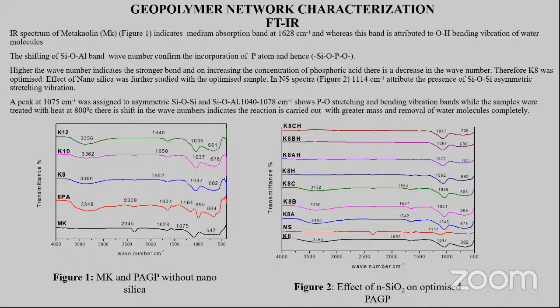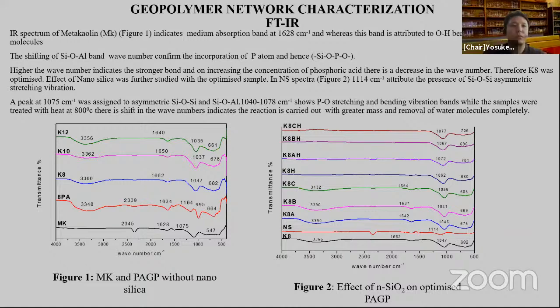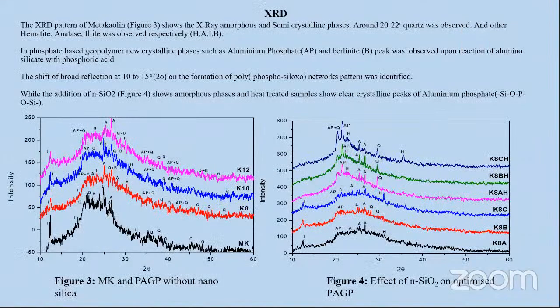In the spectra of nanosilica, there is a peak at 1114 centimeter inverse, attributed to the presence of Si-O-Si asymmetric stretching vibration. A peak at 1075 was assigned to asymmetric Si-O-Si and Si-OH, and again 1040 to 1078 shows P-O stretching and bending vibration. So the samples were treated at 800. There is a shift of wave number, which indicates the reaction is carried out with greater removal of water molecules completely. The hump peak of metakaolin shows X-ray amorphous structure.